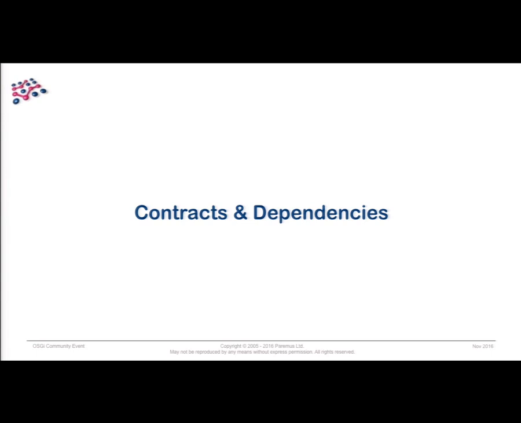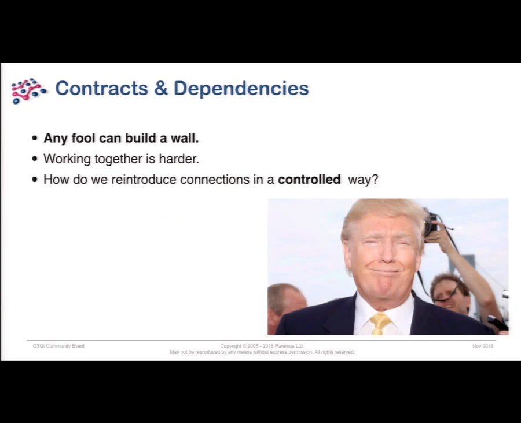But isolation is just the first thing that you need to do. You next need to work out, well, how do you actually get back to communicating? So you've separated everything apart. How do you start communicating again? And as they say, any fool can build a wall. But working together is harder. So once you build the walls between the modules, how do you then form the communication and the cooperation between those modules? And do it in a controlled way so you don't get back into the same mess you were in before.